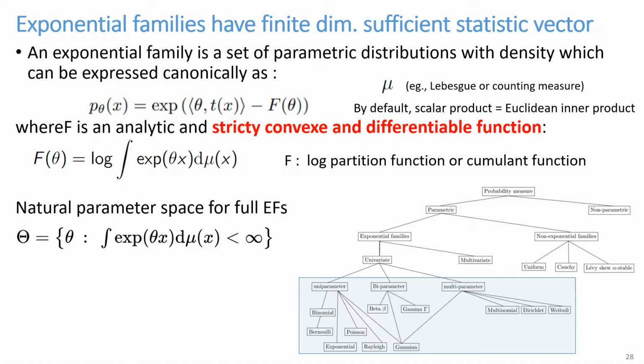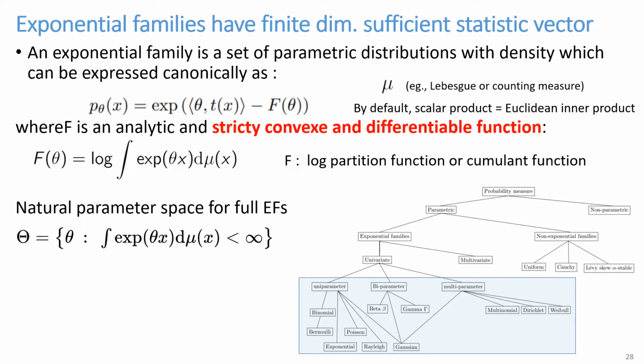The family of probability distributions having finite dimensional sufficient statistics are the exponential families. The canonical densities of parametric distributions of an exponential family are written proportionally as an exponential of the inner product of the natural parameter θ with a sufficient statistic T of x. Let F of θ be the log normalizer so that the densities of an exponential family integrate over the support to 1. The log normalizer F of θ is also called the log partition or the cumulant function, and is a strictly convex function which is real analytic.